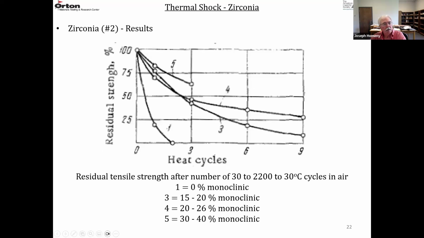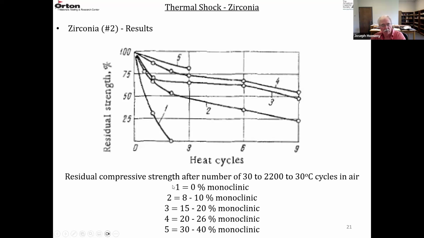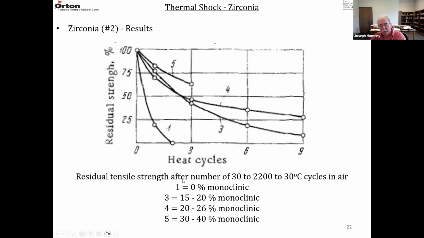And then this is residual strength versus heat cycles. This is tensile strength. This was compressive strength. This is tensile strength measured by the diametral compression. Same trend. They looked at compositions 1, 3, 4, and 5. Going from 1 to 5, you increase the monoclinic phase content, and as you increase the phase content, you increase the thermal shock resistance.